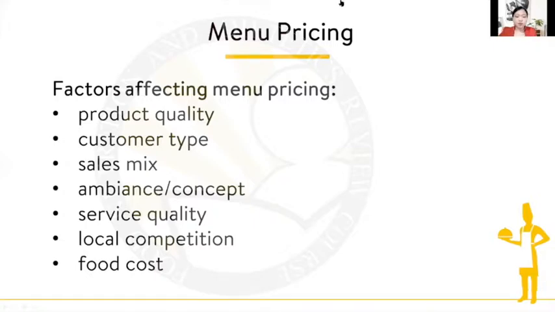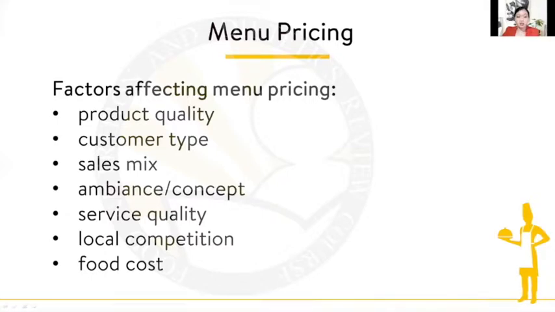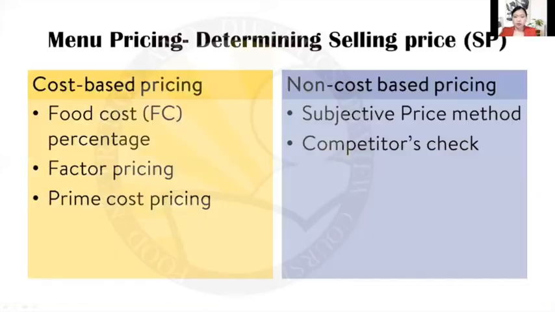Now we move to menu pricing. How we price the menu is affected by the following factors: the product quality, customer type, sales mix, ambience or the concept, service quality, the local competition, and food cost. In determining the selling price, we can use cost-based pricing or non-cost-based pricing. For cost-based pricing, we can compute it using the food cost percentage, factor pricing, or the prime cost pricing.